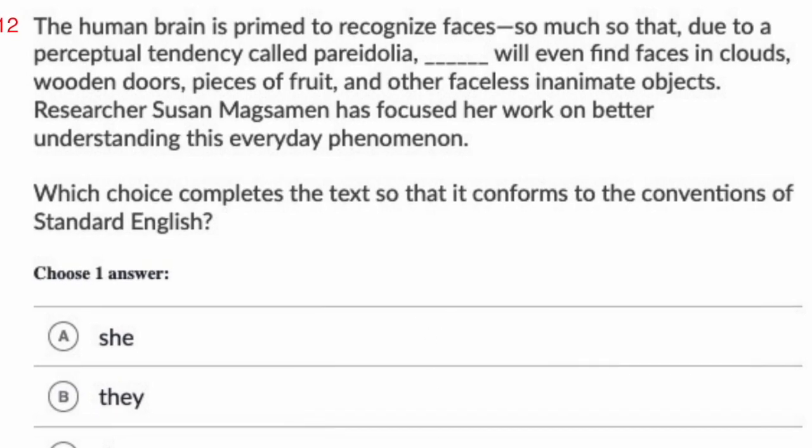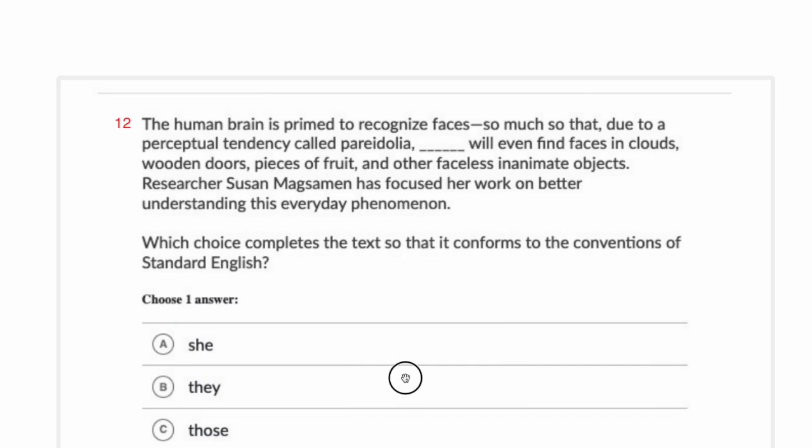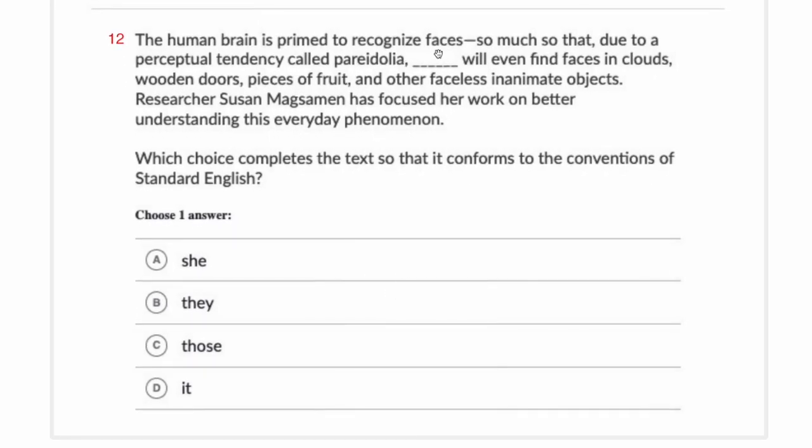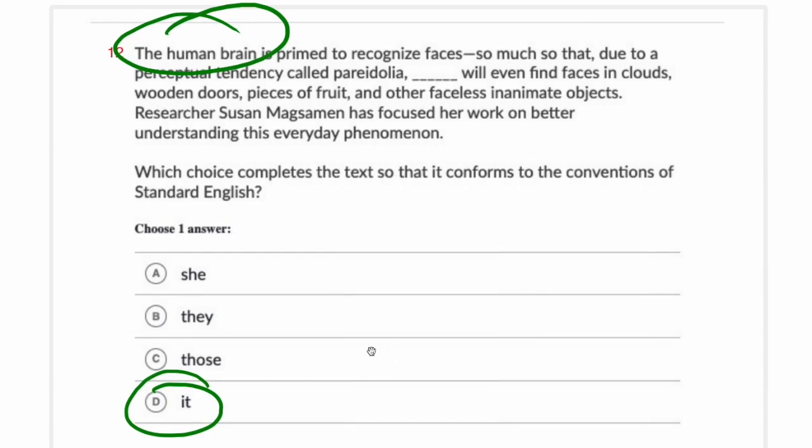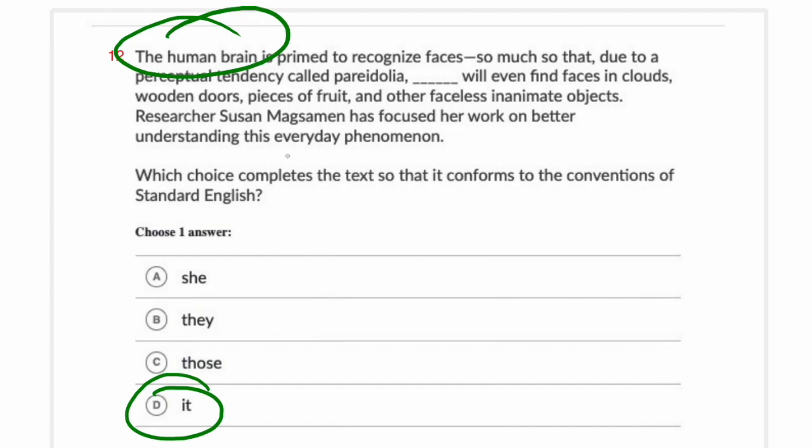The human brain is primed, sort of like ready, to receive or recognize faces. So much so that, due to a perceptual tendency called this, blank will even find faces in clouds. Okay, so this is noun-pronoun agreement. What is the human brain? Well, it's singular, third-person, inanimate. Well, it's part of an animal, the human, but itself, it's singular. It's an it, just like you would talk about your heart as being an it, or your stomach, or your toe. So if it had said human brains, then they.